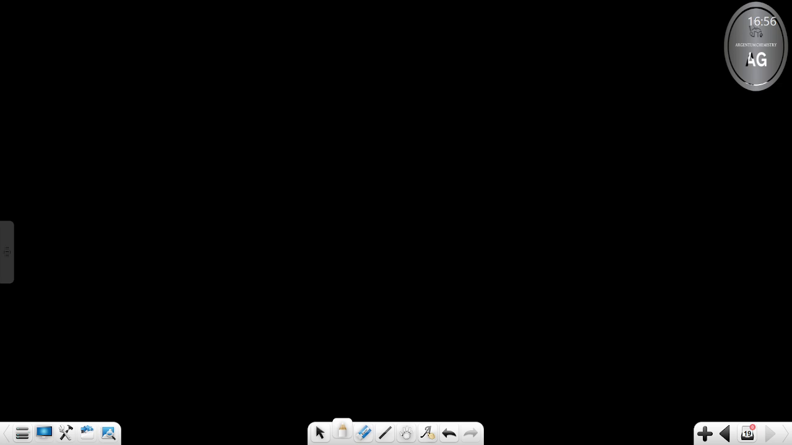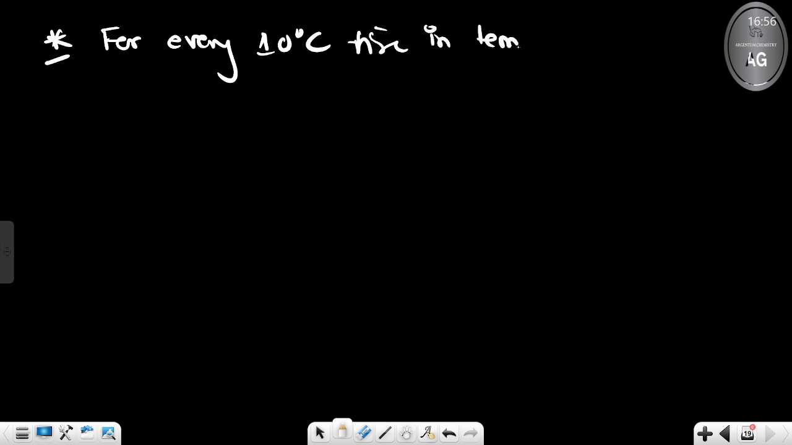Experiments have told us that in general, for every 10 degree rise in temperature, the rate is nearly double. If not nearly double, almost double. Okay. So for every 10 degree rise in temperature, rate is nearly double. Clear?